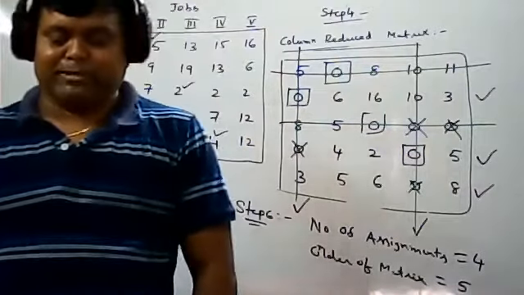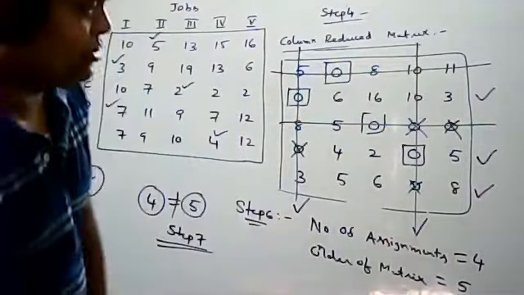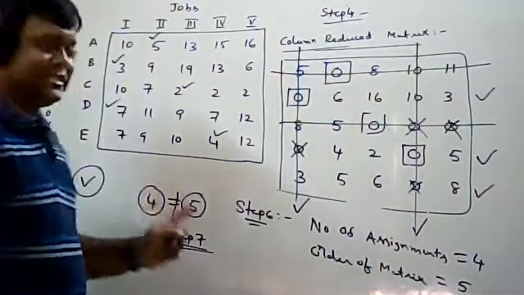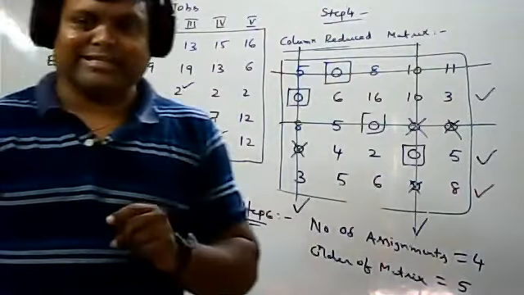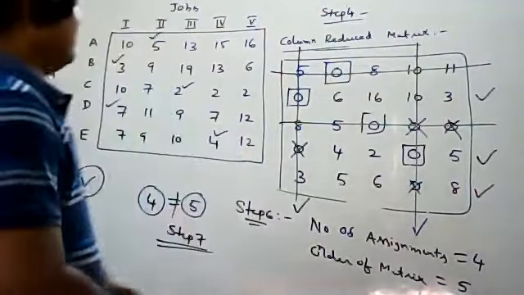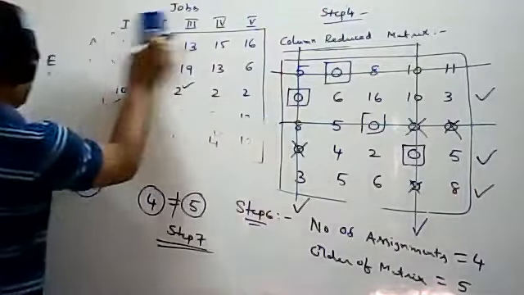So this is about step number 7, the tick mark process. Step number 5 and step number 7 are very, very important in the assignment problem. Okay, now step number 7 is finished.